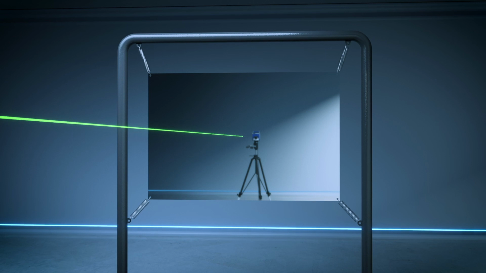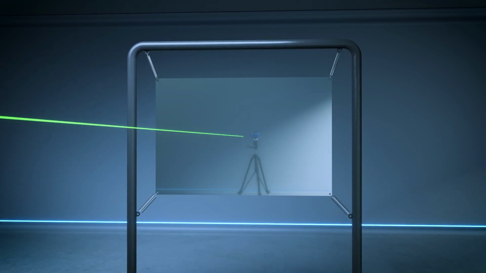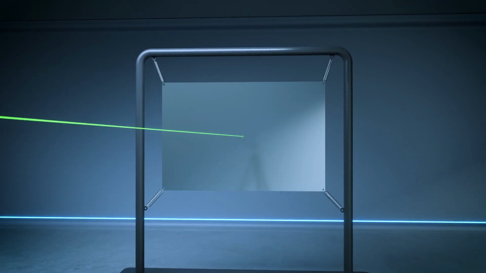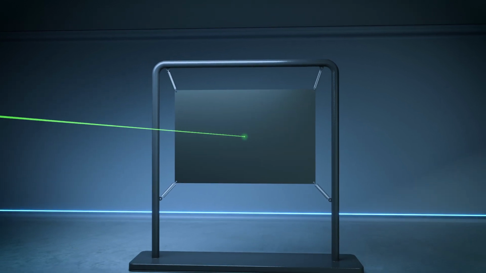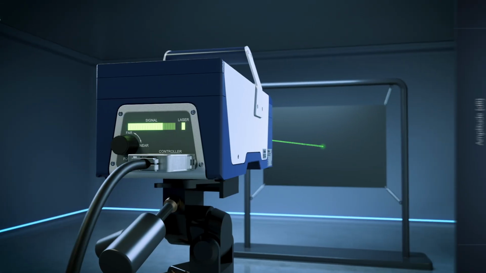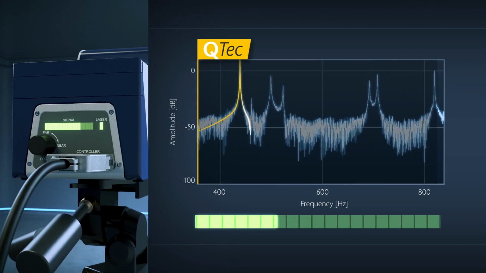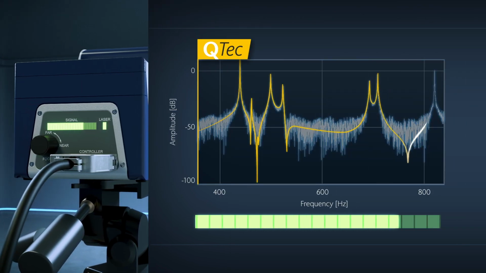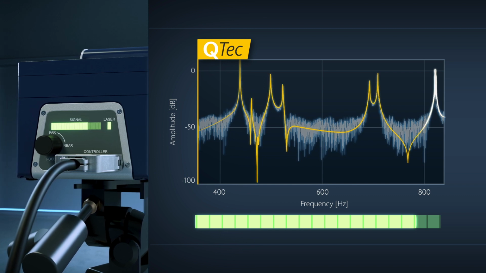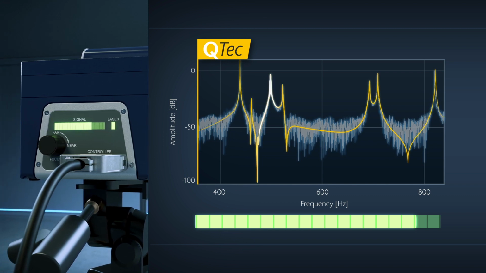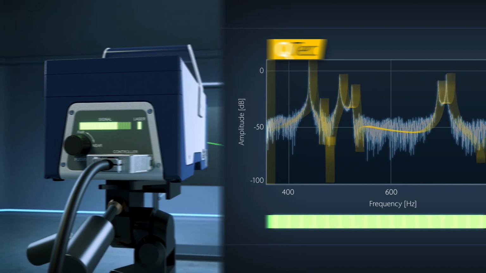QTec's capability to measure independent of the surface properties makes it a safe choice for all applications, providing fast, easy, robust results. It is faster because the average count can drastically be reduced to achieve the same signal-to-noise ratio, and easier because it is independent of the surface properties, while the stable signal level facilitates decisions on the best measurement location.